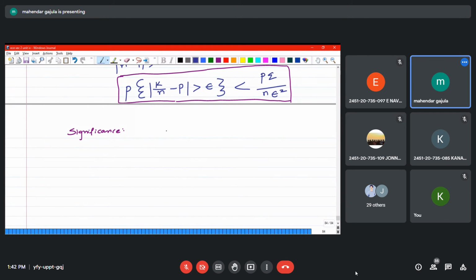See, the probability of getting a head is 1 by 2. This is a single trial. Now I am going to perform n independent trials so that I want to get 1 by 2 only.